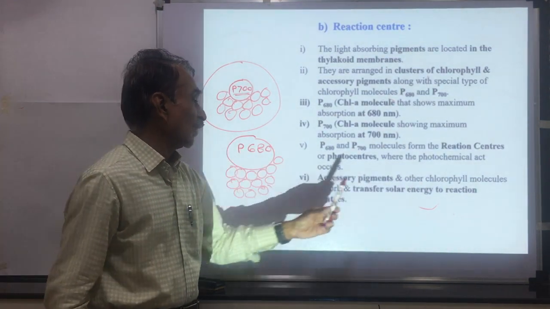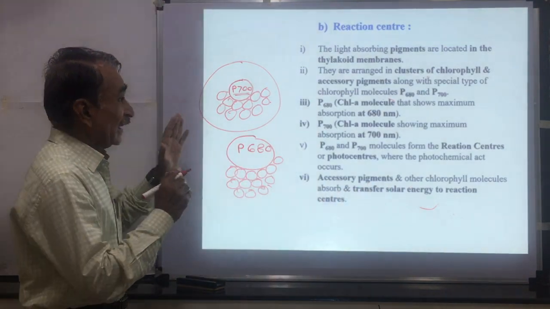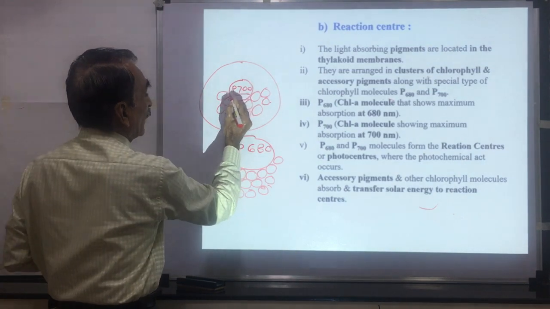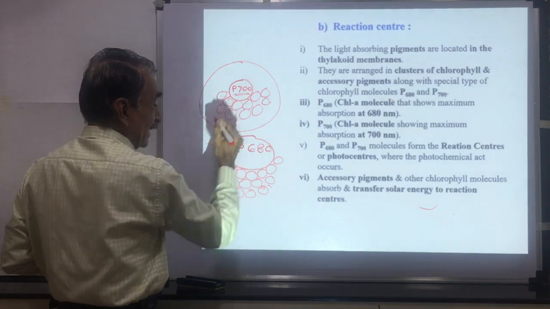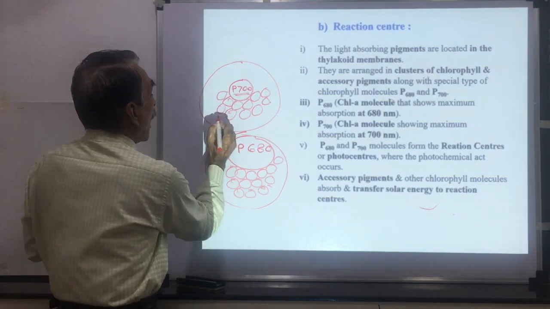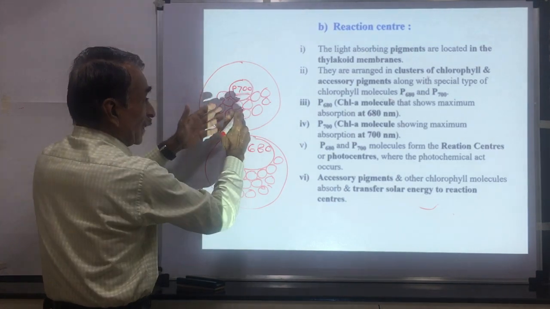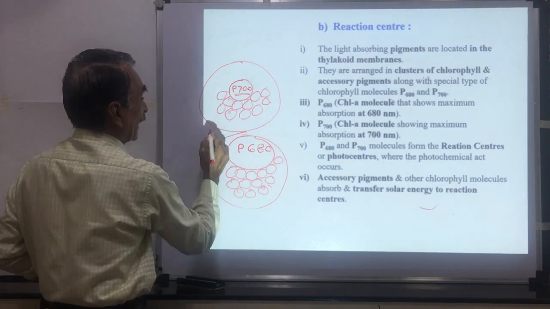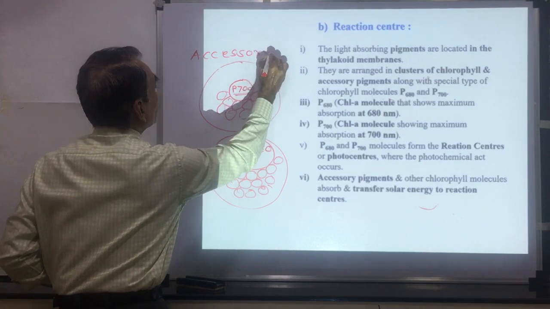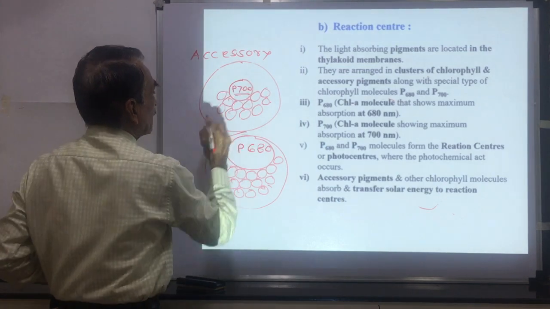Accessory pigments and other chlorophyll molecules absorb and transfer the solar energy to the reaction center. A reaction center is a cluster of chlorophyll molecules and accessory pigments. Here, this is one reaction center. All the pigments in this group except P700 are called accessory pigments. These are the accessory pigments. This is the reaction center, P700.